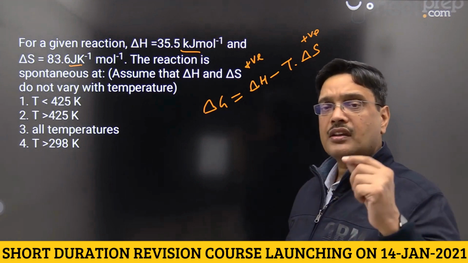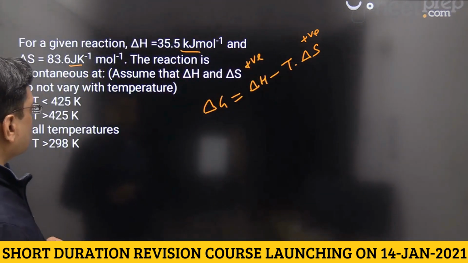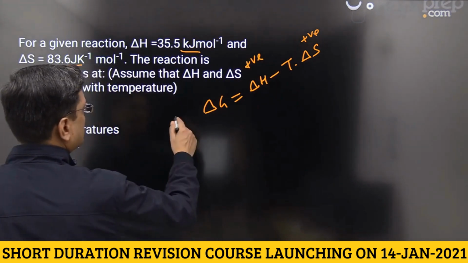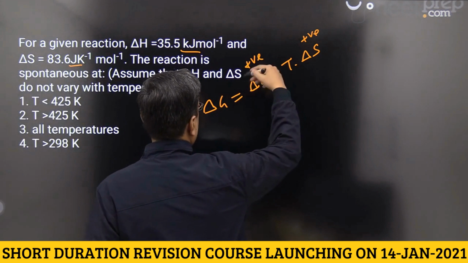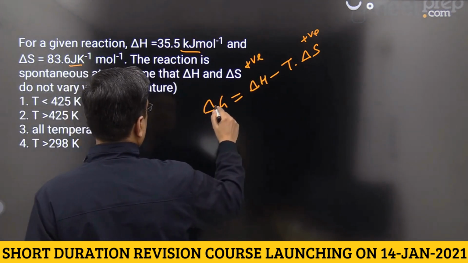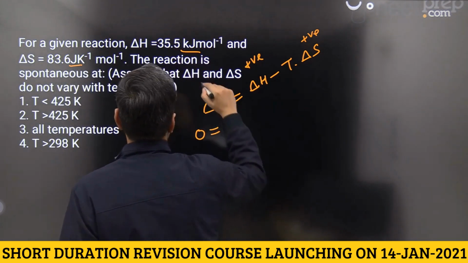Temperature should be high, higher than the temperature calculated at equilibrium, because T into delta S must be greater than delta H for the spontaneous reaction. This sign is negative, this is positive. Now we calculate the temperature at equilibrium. Delta G is 0.